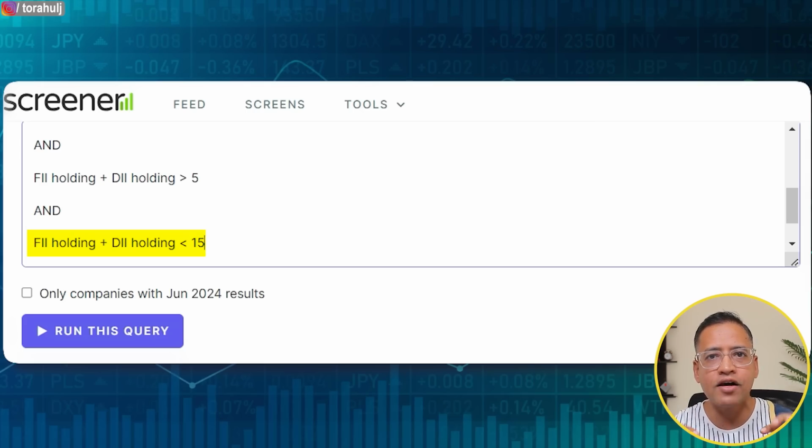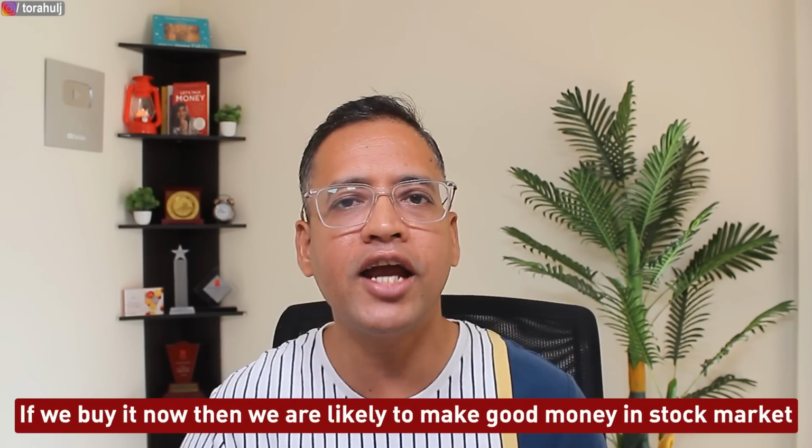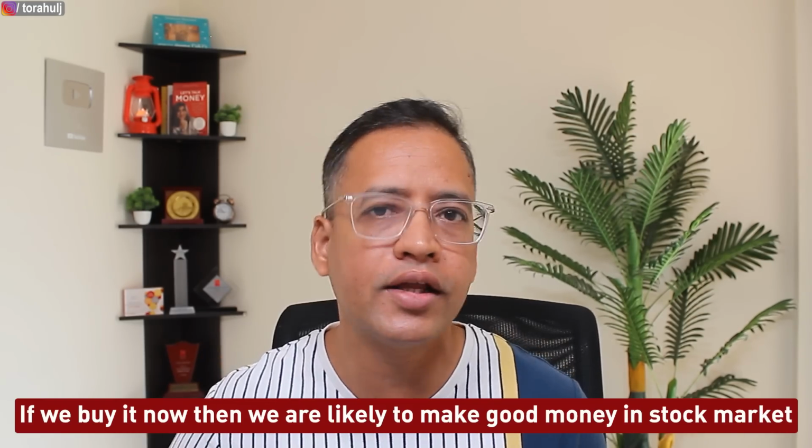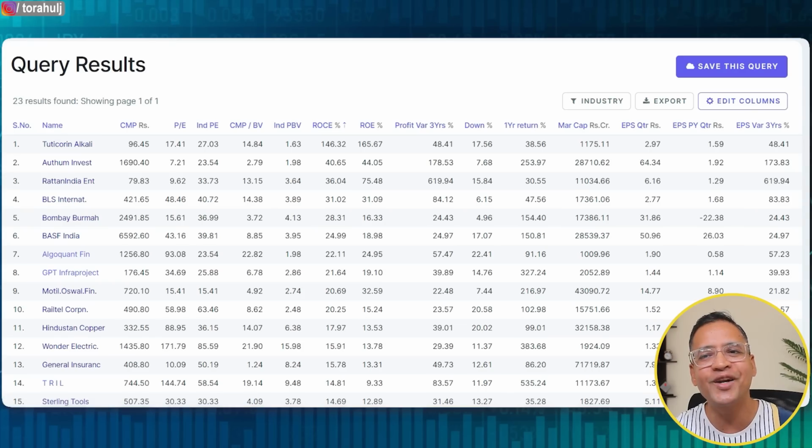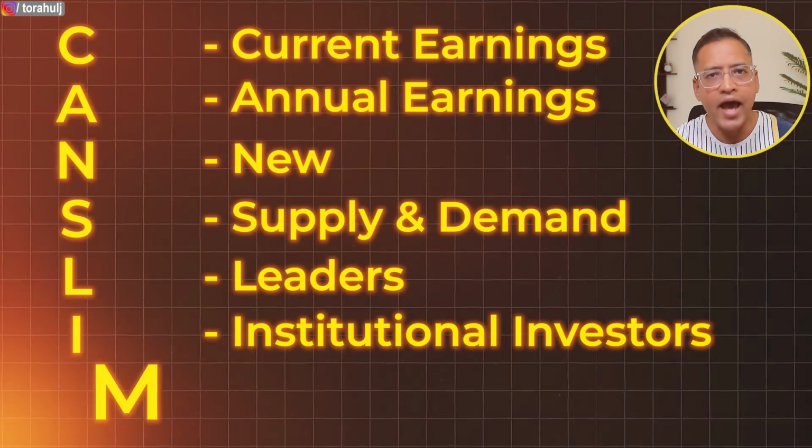So as long as the FII and DII holding is between 5 to 15%, we know that there is a lot of room for more institutional buying to happen in future. And if we buy it now, then we are likely to make good money in the stock market, right? So we are going to run this query and see how many stocks we get. Now we get only 23 stocks that have met all the 6 criteria so far. We'll come back to the criteria N, which is the new things that the company is doing, because that's a qualitative one. But now let me speak about the last criteria, which is letter M, meaning market.